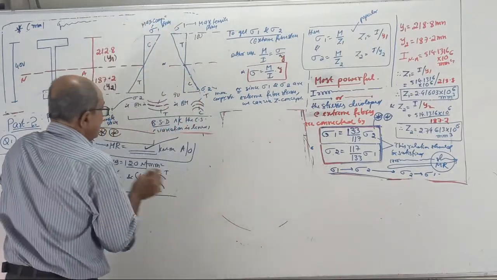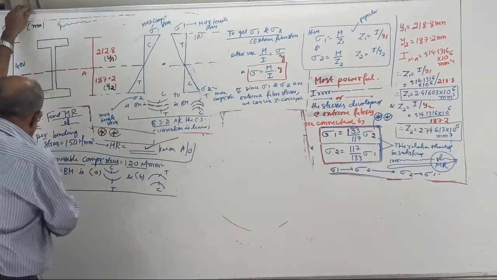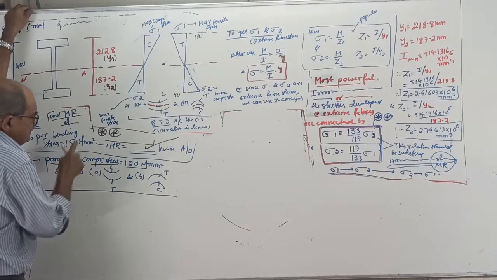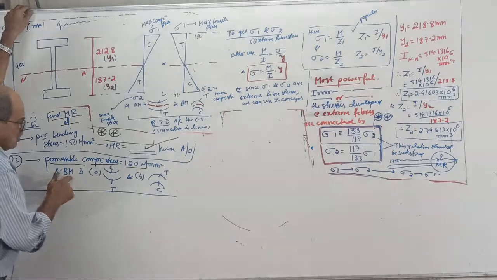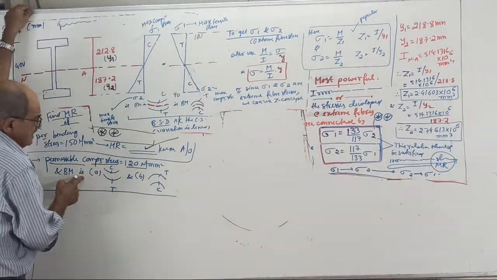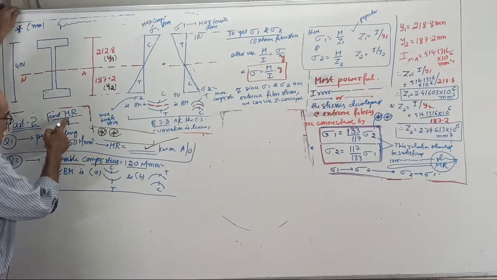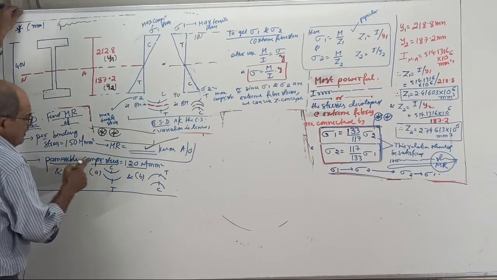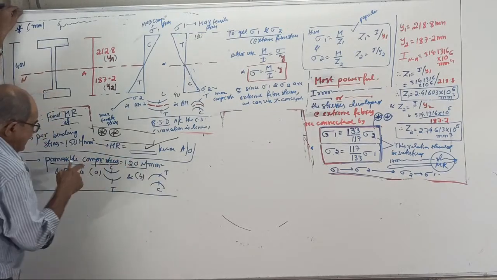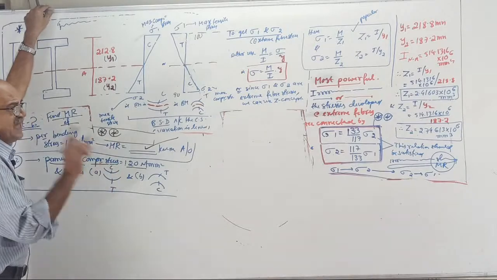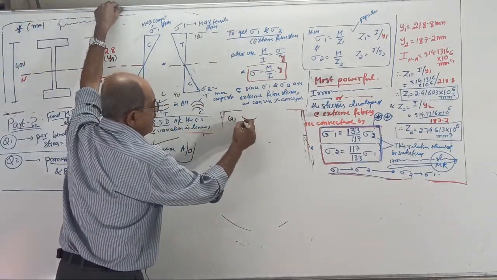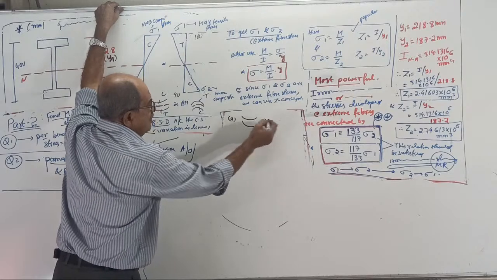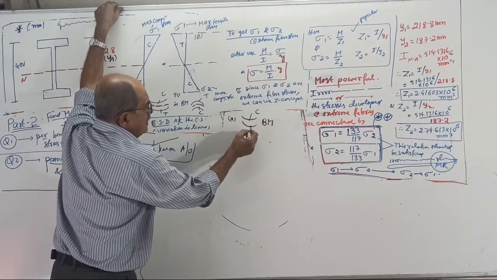Now, in this question, the permissible compressive stress is 120 they told. They want us to solve 2 questions. One question is, find MR if the permissible compressive stress is 120, and A, if the BM is sagging. So, okay, start. Question A, sagging BM. Sagging BM means top compression, bottom tension.